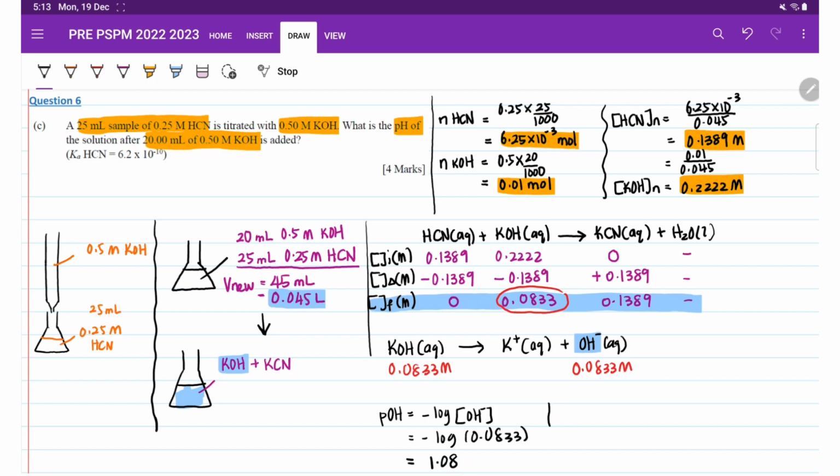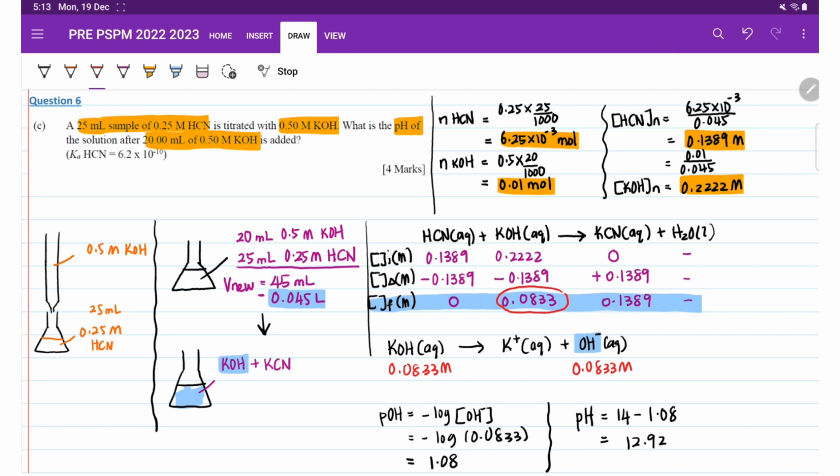1.08. Once we already have the POH value, barulah kita akan cari berapa nilai pH. So, equation yang kita akan gunakan, pH tambah POH equals to 14. So, the value of pH is 14 minus the value of POH, 1.08, and the pH of the solution will be 12.92.